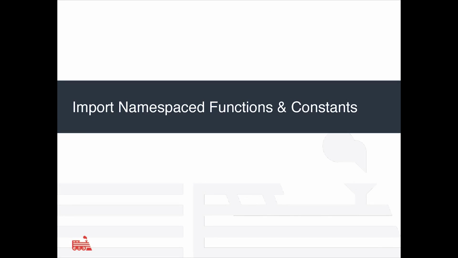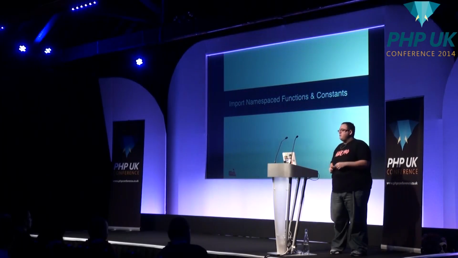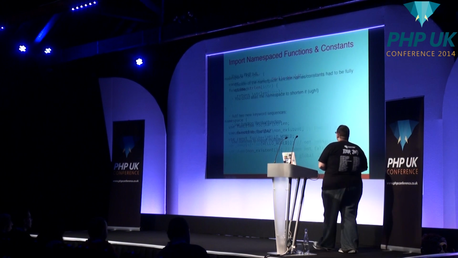Import namespace functions and constants. So it's possible to define functions and constants within namespaces, but outside of that namespace, you have to reference them using the fully qualified name. You could alias the namespace itself to shorten that, but it was really crap. So what this does is it adds two new keyword sequences. They're not new keywords, they're just combinations of keywords. So use function to import functions and use const to import constants. And then you use commas to separate multiples.